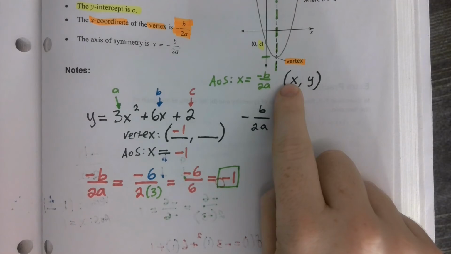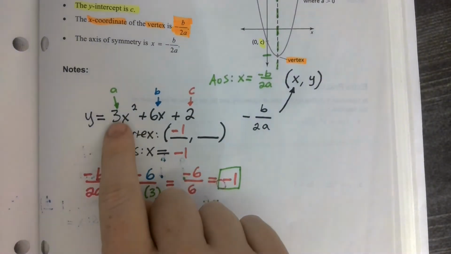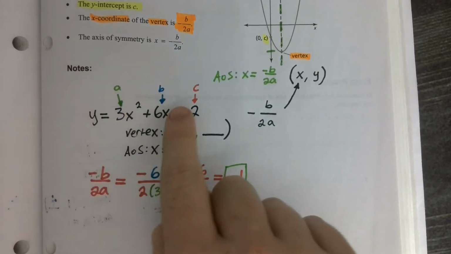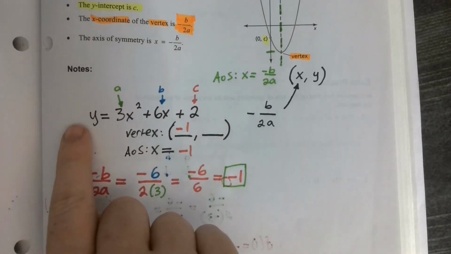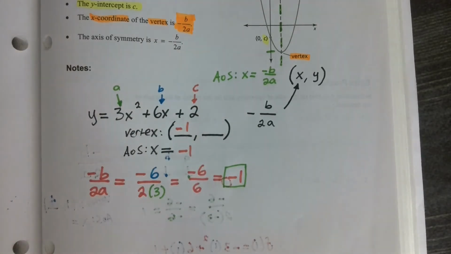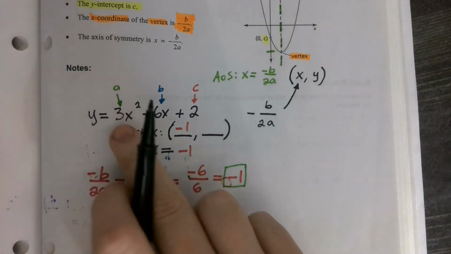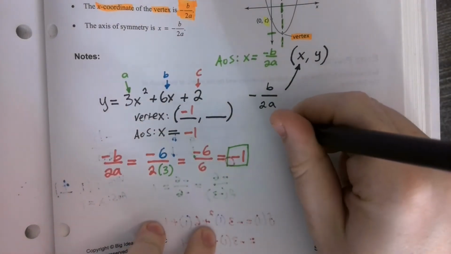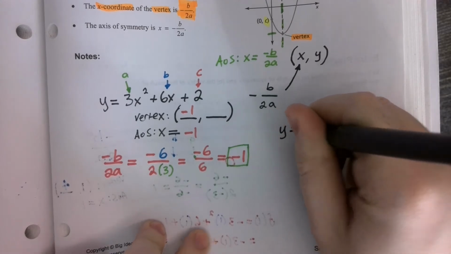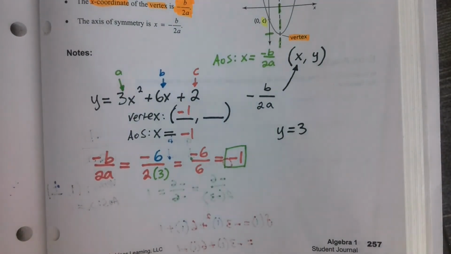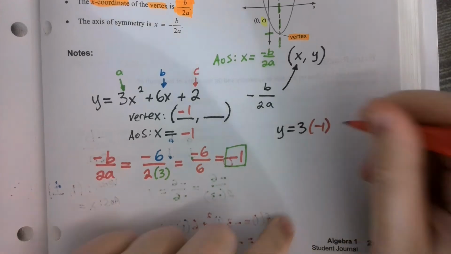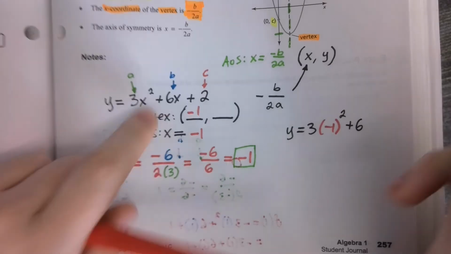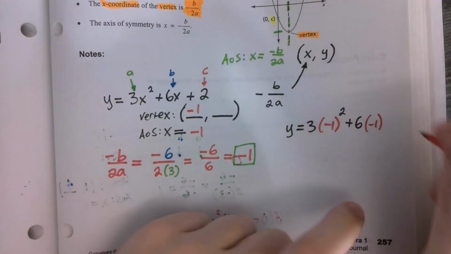Since we know our x value here, if we plug our x value into this equation, we'll get out our y value. If x is negative 1, let's just figure out what y is, and that'll be our vertex. So, we're going to use this equation, but we're going to plug in -1 for x. Everywhere we see an x, we're changing it out for a -1. So this is 3 times -1 squared, don't forget the square there, plus 6 times -1 plus 2.